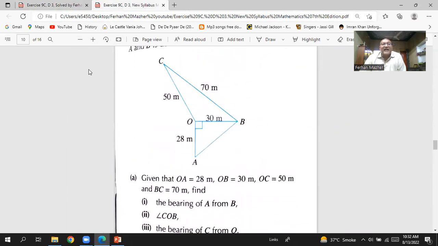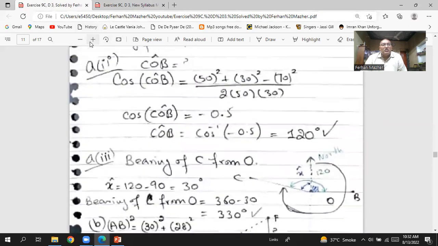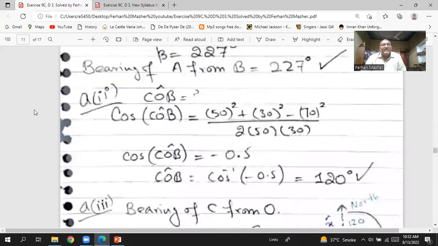Then he says find the angle COB. So COB is a triangle. You see COB is a triangle. I want to know this angle. I know the three sides of this triangle. So by applying the law of cosine, I can very easily find out this angle. So I will find out that angle COB.